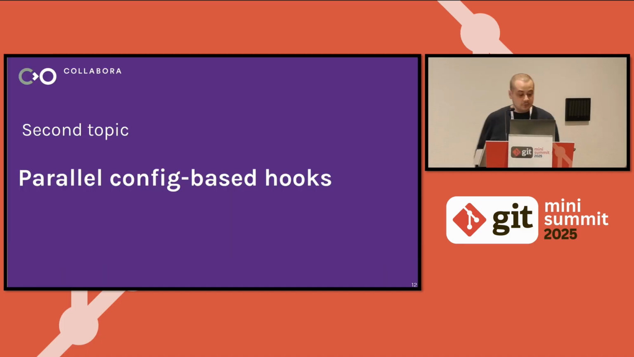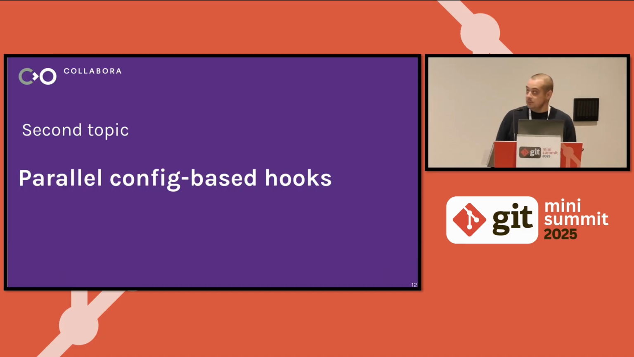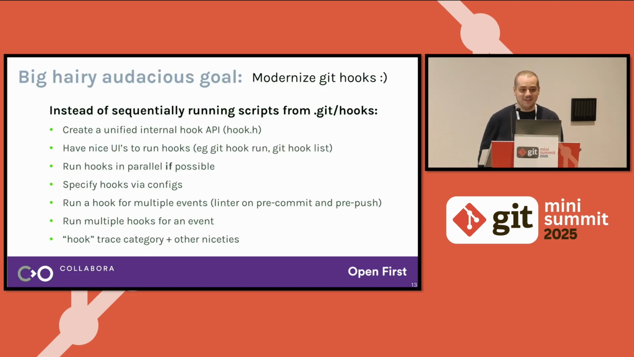Okay, going on to the next topic, which is big and complex, and I like to call it a big, hairy, audacious goal. This is from the book Built to Last. It's about modernizing Git hooks, right? We want to add new features to Git hooks. We want to have a unified internal API for hooks, which already exists and has landed. It's hook.h and hook.c in Git.